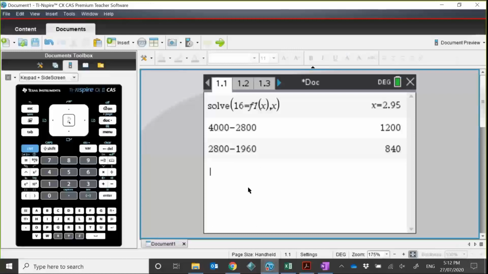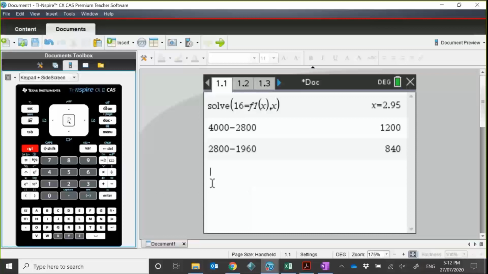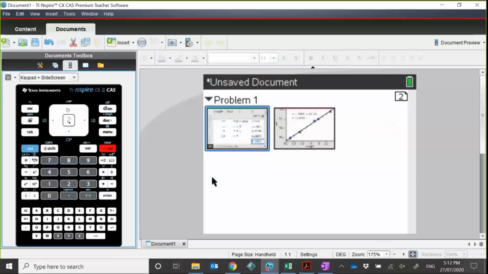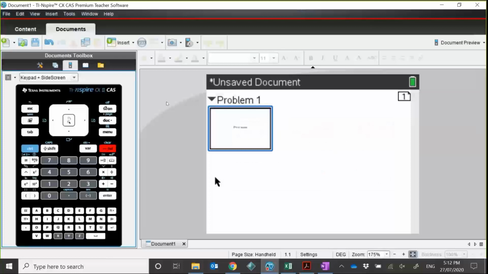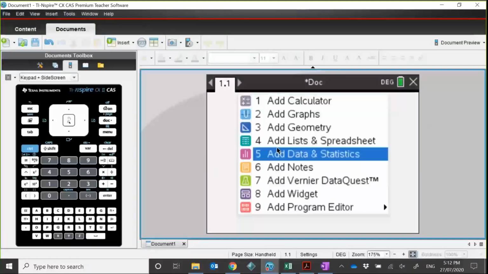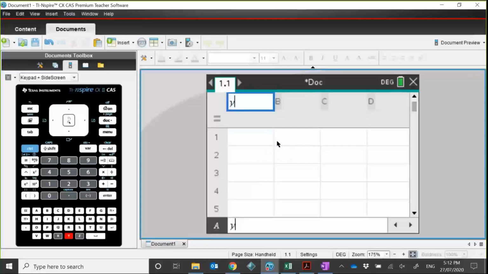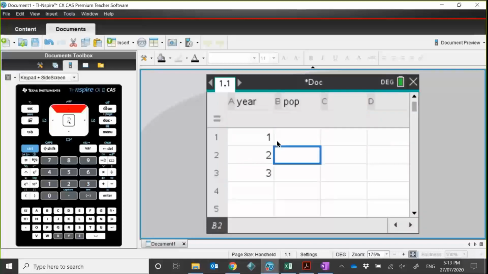Now, a good idea is just to clear the current pages that you have or start a new document. Now, I'm just going to clear these pages. So Control, up arrow. Now, if I just delete these other pages, all of those associated problems are now gone. Okay. Now, this time, I've got the year and I've got the seal population. All right, so we get those numbers in again, year 1, year 2, year 3. And our seal populations were 4,000, then they were 2,800, and then they were 1960.